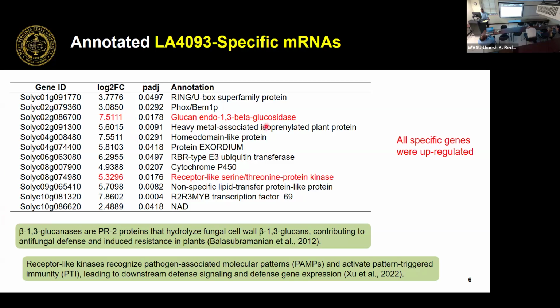Genes such as glucosidase, these primarily hydrolyze or break down the fungal cell wall, which is a defense induced in the plant, and also certain serine threonine protein kinases. Basically, what these kinases do is recognize the pattern of any foreign invasion or any biotic attack, the bacterial pattern or the fungal pattern, and they activate further downstream signaling, such as calcium ion signaling and further receptors downstream in the plant.